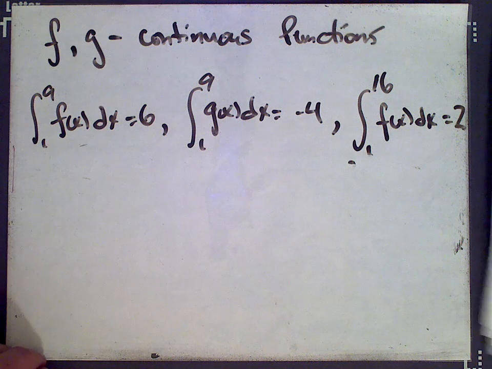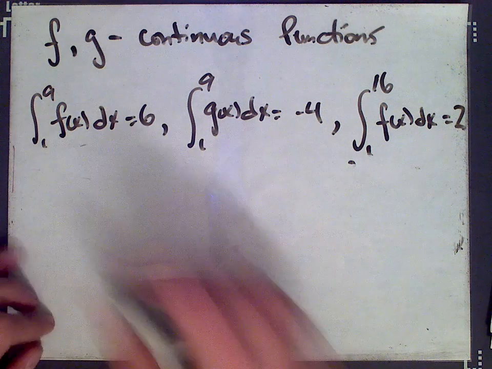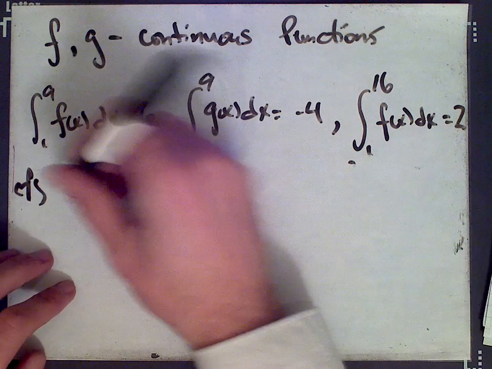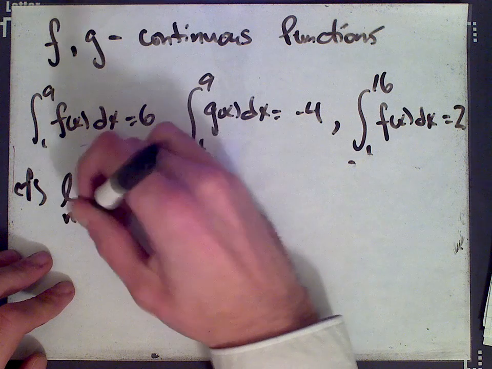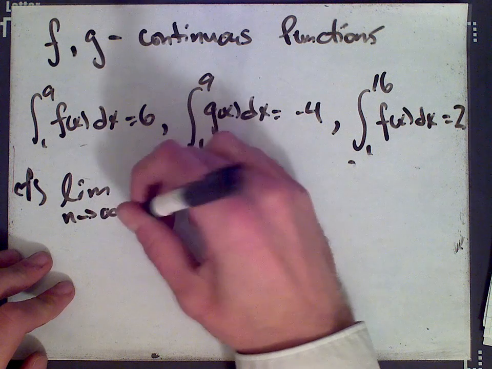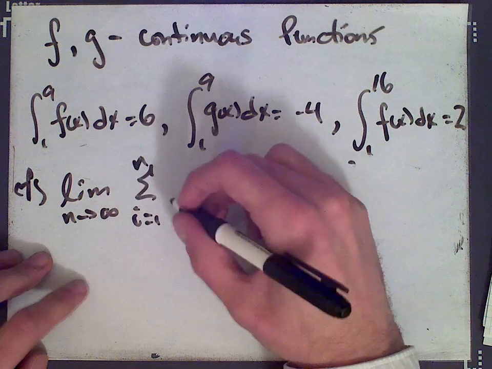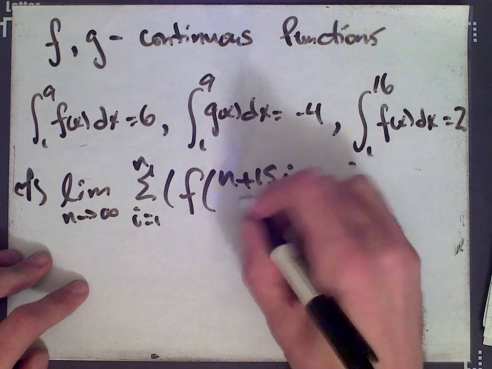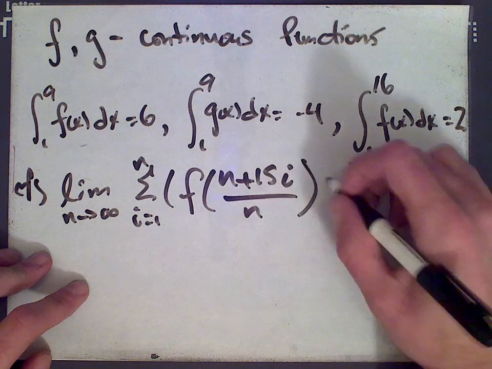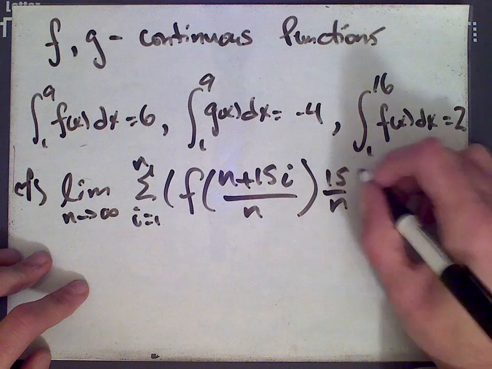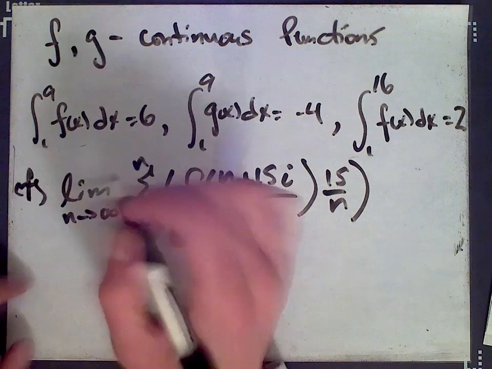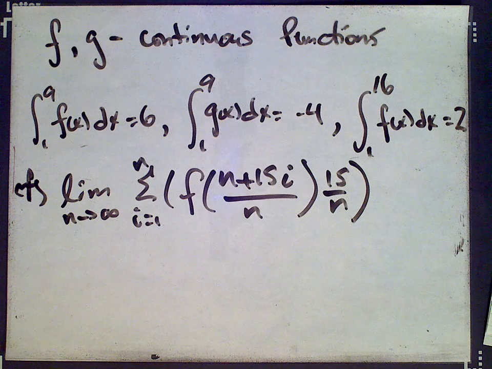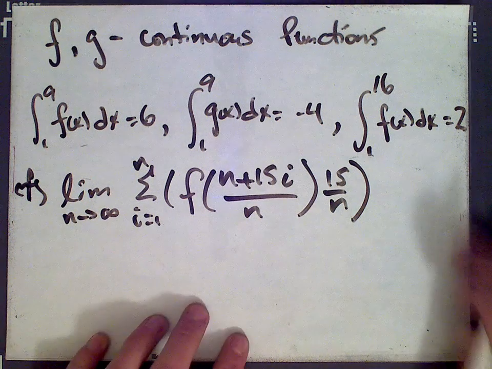Okay, so part F. Part F asks for the limit as n goes to infinity of the sum as i goes from 1 to n of f of 1 plus 15i over n, times 15 over n. Okay, so part F. Now this looks like a Riemann sum. We just have to figure out exactly what function it's the Riemann sum for and over what interval.